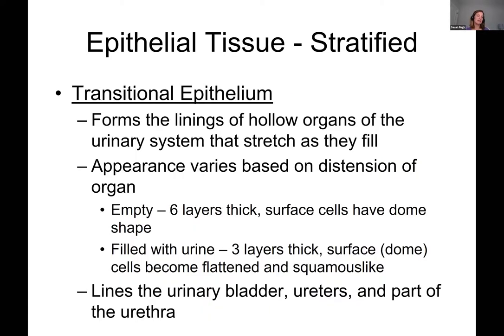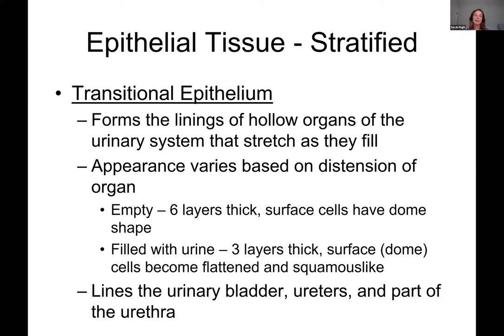Now, there are just a few other epithelial tissues I'll mention. One of them is called transitional epithelium. This one gets its name because it has an appearance that varies. It varies on the distension of the organ. So we're going to find transitional epithelium in organs that stretch as they fill. A great example of that is the urinary tract.